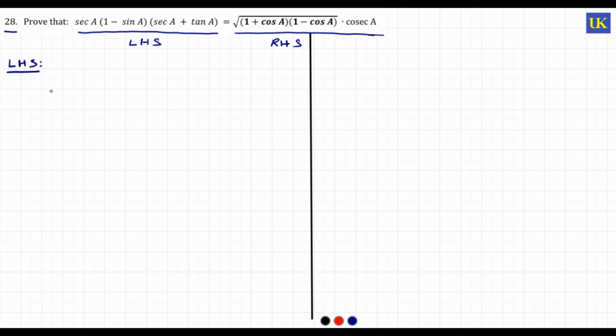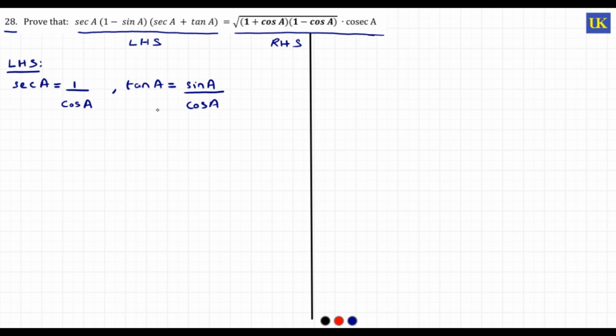Alright, now I will write this down. See here, sec a can be written as 1 upon cos a, because sec is the inverse of cos a. This is another way of writing. Then tan a can be written as sin a upon cos a.